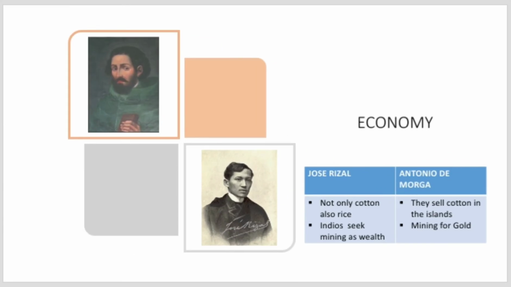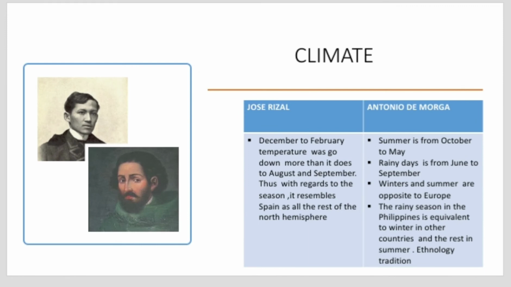So, next, economy. So, Jose Rizal, not only cotton, also rice, and Indios seek mining as well. So, kay Antonio de Morga naman is they sell cotton in the islands, thus mining for gold. So, next, climate. So, kay Jose Rizal, according to him, climate is December to February, temperature goes down more than it does in August and September. Thus, with regards to the season, it resembles Spain as all the rest of the North Hemisphere. So, kay Antonio de Morga naman is summer is from October to May, and rainy days is from June to September. And winters and summer are opposite to Europe, and the rainy season in the Philippines is equivalent to winter in other countries, and the rest is summer.